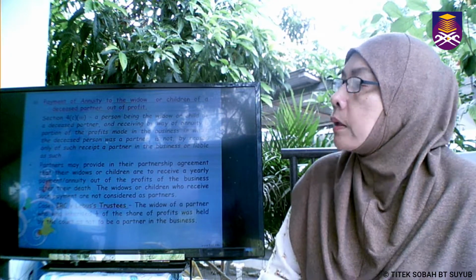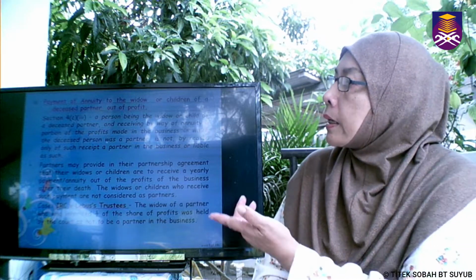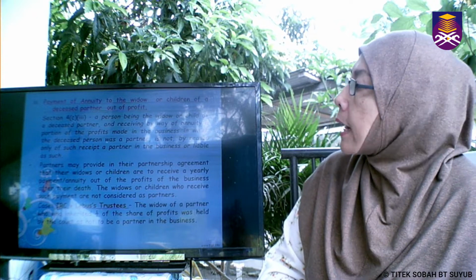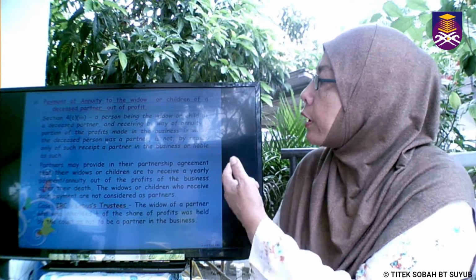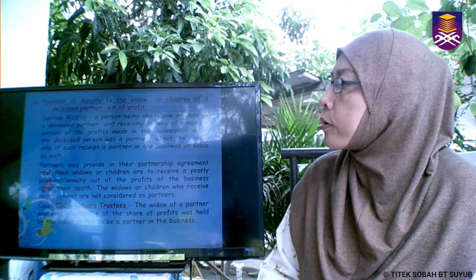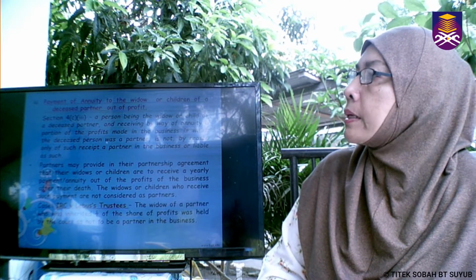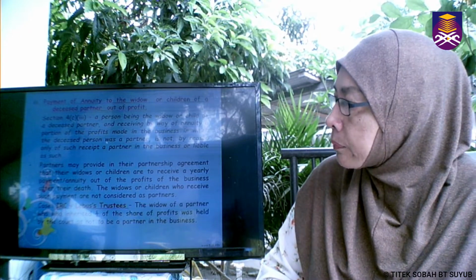partner of the firm? No, this is very clearly under section 4CII says, a person being the widow or child of a deceased partner and receiving by way of annuity a portion of the profits made in the business in which the deceased person was a partner, is not by reason only of such receipt a partner in the business or liable as such. Okay.